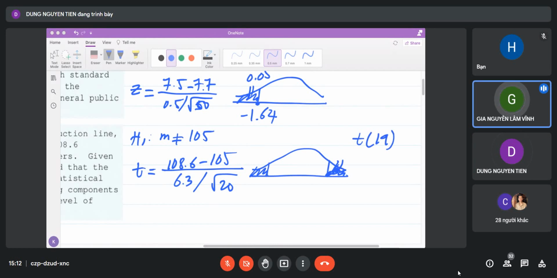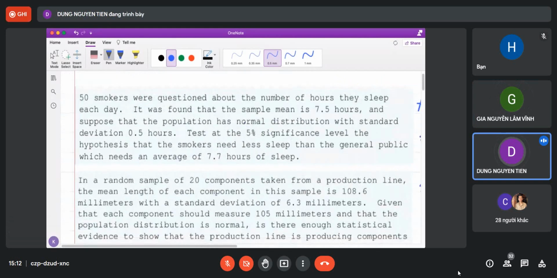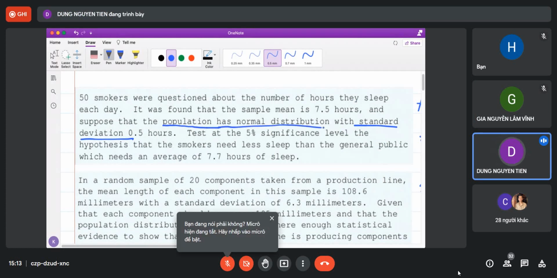Why in the second problem do we use the t-distribution? The reason is that in the first case, you have the normal distribution with the population standard deviation. Even though I didn't mention that it is the population standard deviation, it must be, because we are talking about the population. The population has normal distribution with the standard deviation. So this standard deviation must be the population standard deviation.